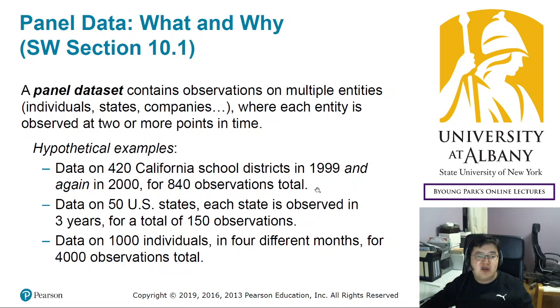Say GDP is usually calculated quarterly. So if you observe 50 states' quarterly GDP over 3 years, then you have 12 times 50 observations. It depends on how often you observe or measure the variable. Again, the idea is you have 50 states and the same states are observed over time: once, twice, and 3 times. And say data on 1,000 individuals in 4 different months, then total observations become 4,000. It's more intuitive. So you observe 1,000 individuals over time, over 4 months.